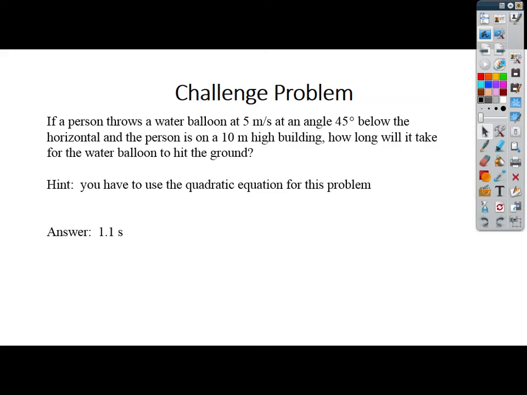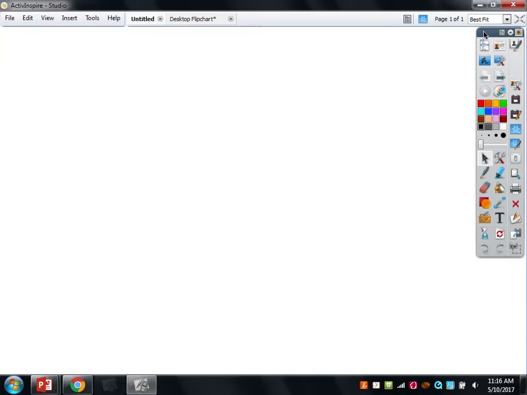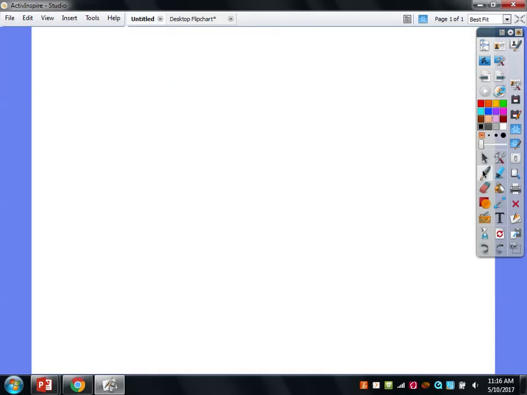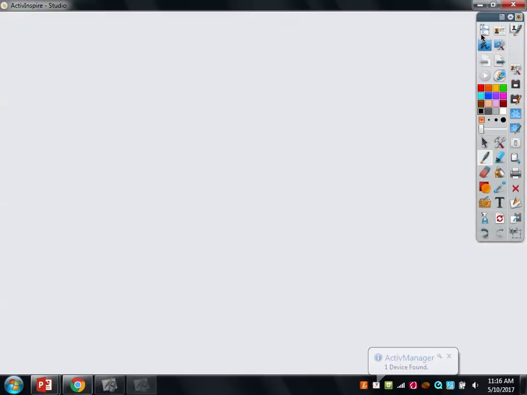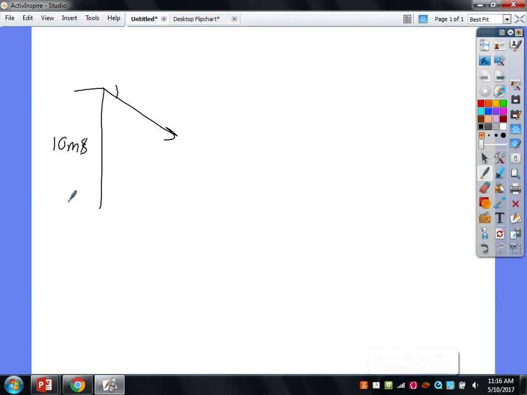So let's see how this is done. I'll go ahead and show you how we go through this. Okay. So, you shoot an object straight down. I believe it says we're 10 meters high. Not 10 meters, just 10 meters high. Let me make sure. Okay, 10 meters high, 5 meters per second. Okay, good. All right. You are 10 meters up. You're throwing a water balloon down at 5 meters per second at 45 degrees below the horizontal.